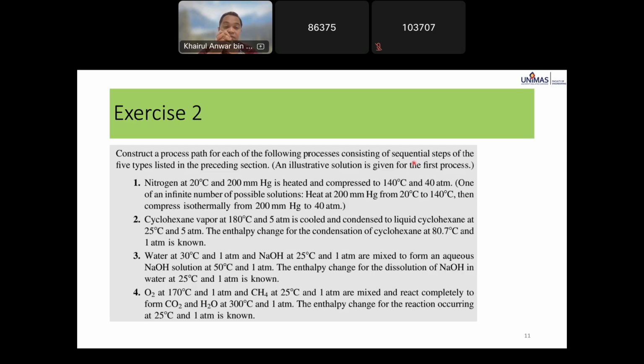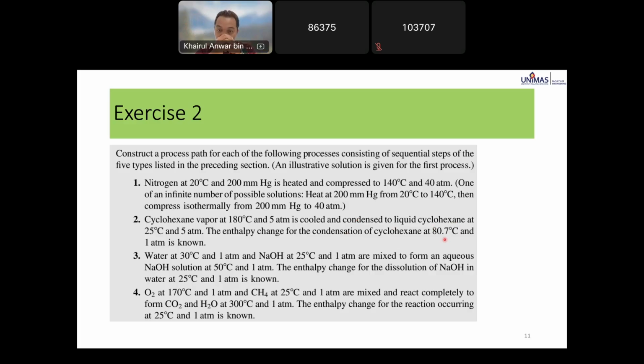The same thing for number 2. The cyclohexane vapor at 180 degrees C and 5 atm is cooled and condensed to liquid cyclohexane at 25 degrees C and 5 atm. The enthalpy change for the condensation of cyclohexane at 80 degrees C is known. So for this number 2, exercise 2.